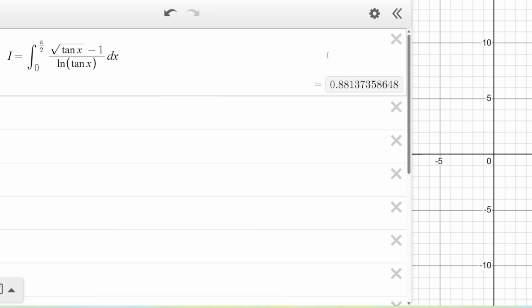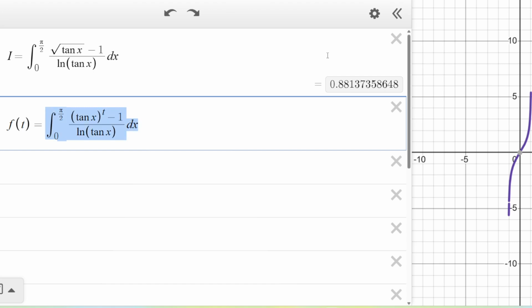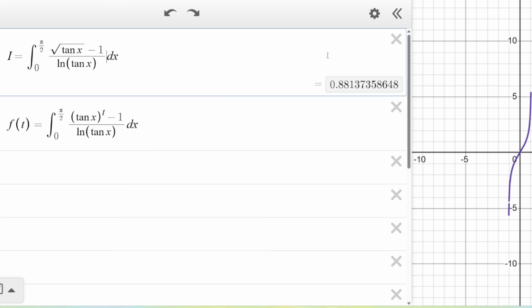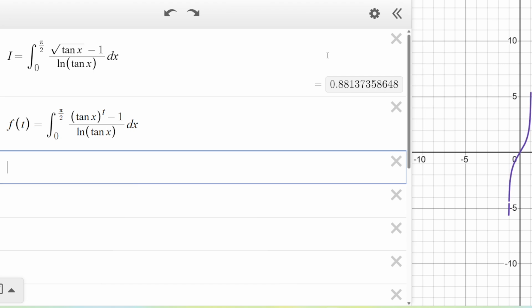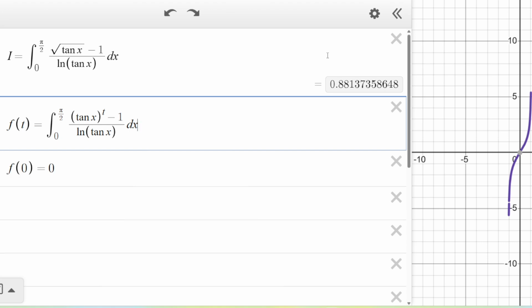Well, this might be an unusual step, but we are going to let f of t be equal to this. And you can see, basically, I just replaced this, well, this square root of tangent x is just tangent to the 1/2 x, and I replaced that 1/2 with a t. Alright, so there's our f of t. So what are we going to do next?